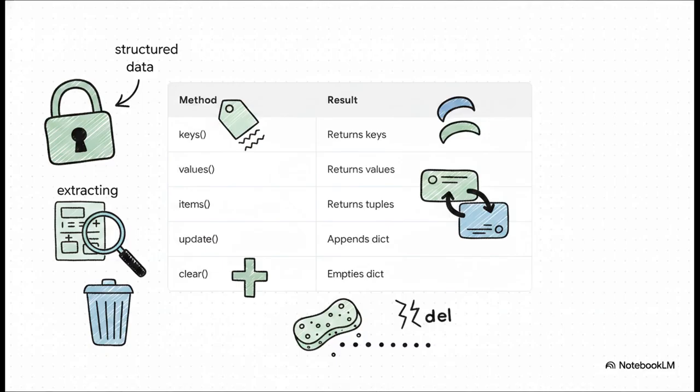Naturally, just like our first tool, dictionaries come packed with their own powerful set of built-in methods, giving you total control. Need a list of just the labels? Call the keys method. Need just the grades? Call values. I personally love the items method because it returns a list of both, perfectly packaged together as tuples. You can even smash a second dictionary onto your current one using the update method, or just completely wipe the slate clean with the delete command or the clear method.